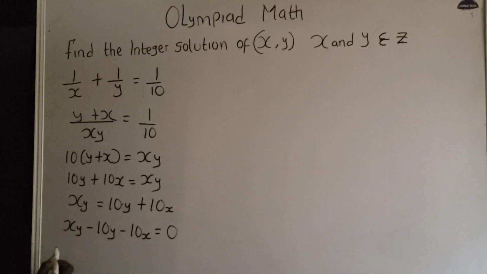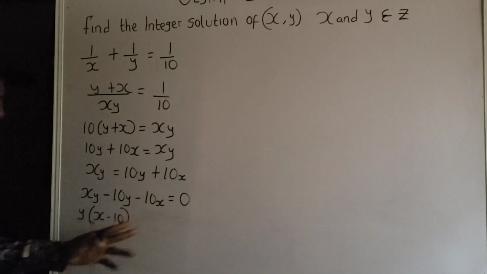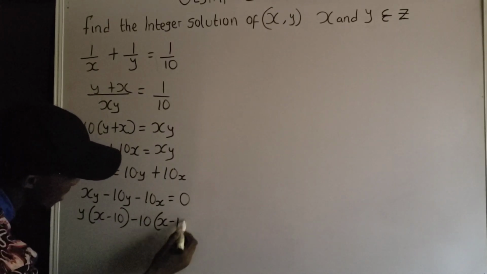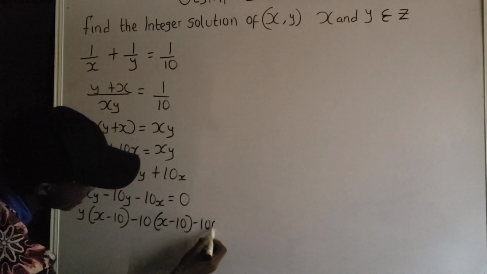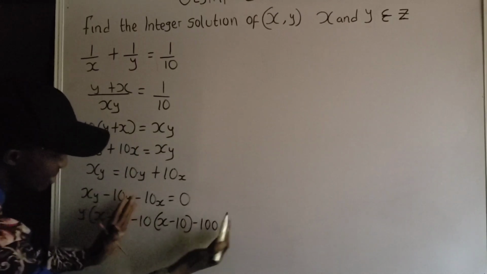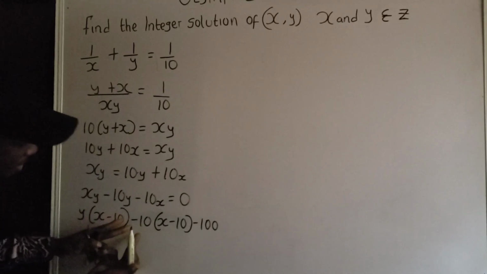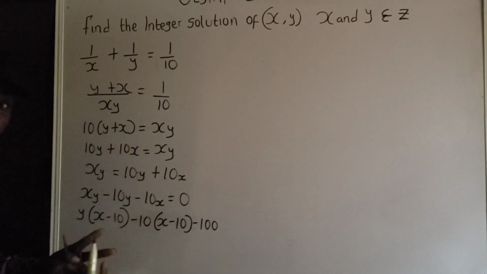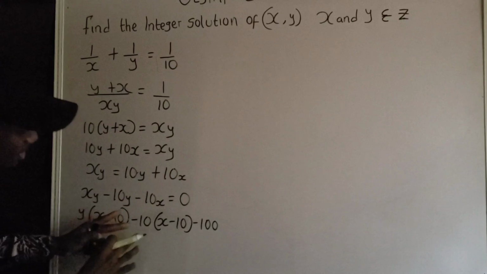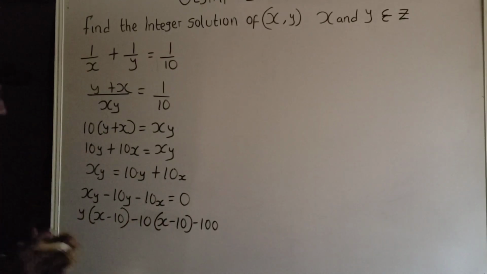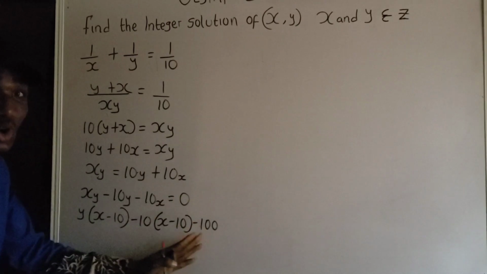Now let us factorize y, because we have xy in this place, we have 10y in this place, we can factorize. So I'm going to have y into bracket x minus 10. You understand? We're going to rewrite this minus 10x as minus 10 into bracket x minus 10 minus 100. This expression is the same thing as minus 10x. How? If you multiply minus 10 by x, we get minus 10x. If you multiply minus 10 by minus 10, we get plus 100. Plus 100 minus 100, that is 0.